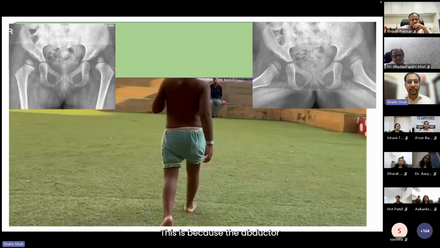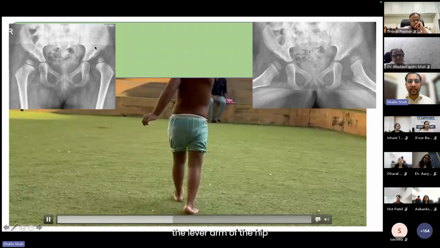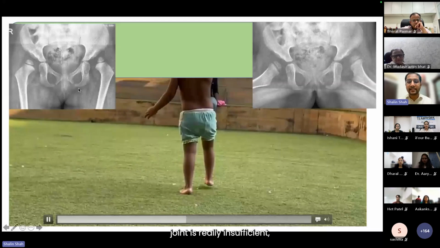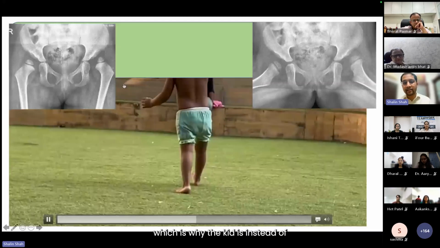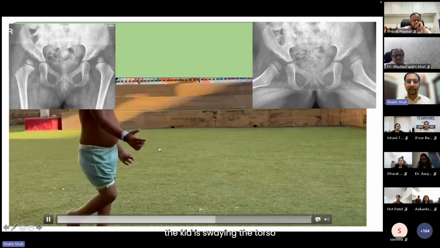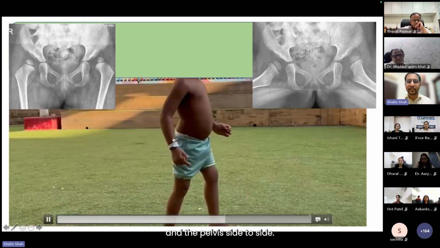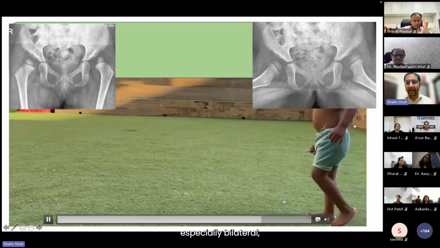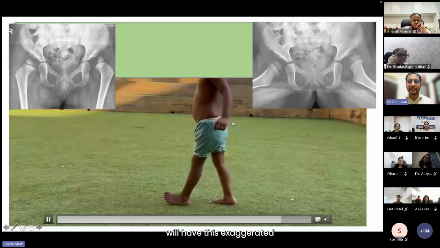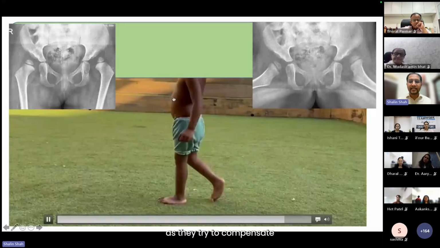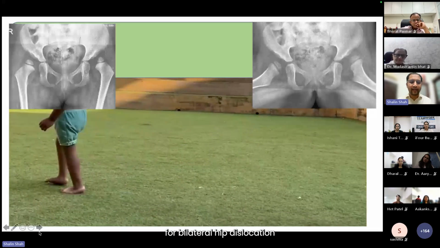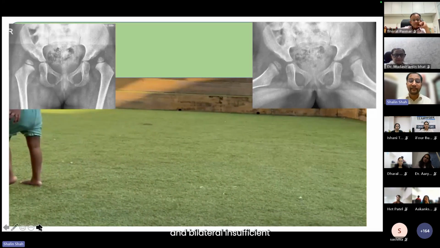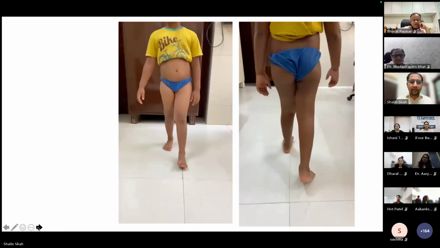This is because the abductor lever arm, the lever arm of the hip joint, is really insufficient, which is why the kid, instead of using the abductor muscles, is swaying the torso and the pelvis side to side. You can see the exaggerated lumbar lordosis, which is another sign of bilateral DDH, especially bilateral hip dysplasias. They will have this exaggerated lumbar lordosis as they try to compensate for bilateral hip dislocation and bilateral insufficient hip abductor musculature.